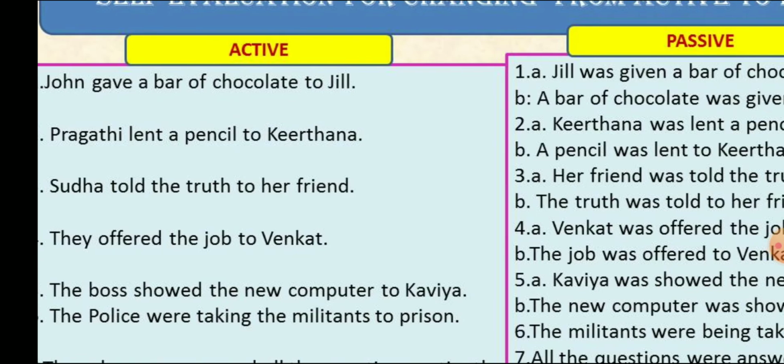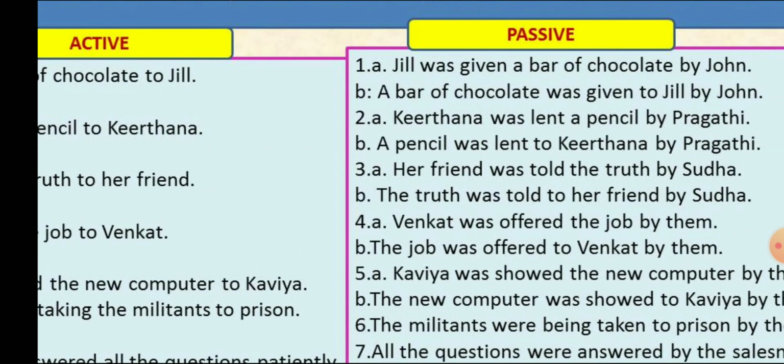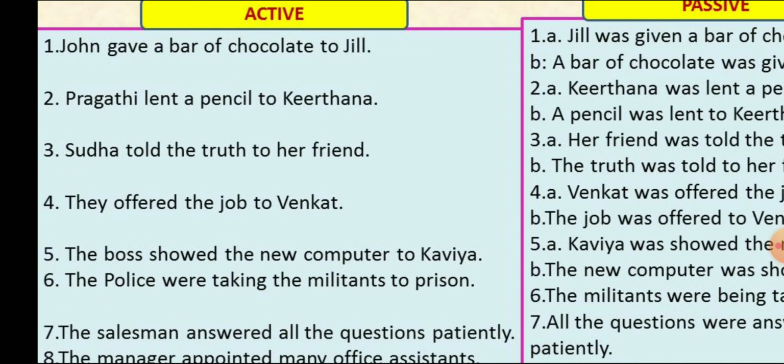Pragati lent her pencil to Kirtana. Lent, it is past form, so it is in simple past tense. Subject is Pragati, direct object is pencil, indirect object is Kirtana. So Kirtana was lent a pencil by Pragati, or a pencil was lent to Kirtana by Pragati. Both are correct.